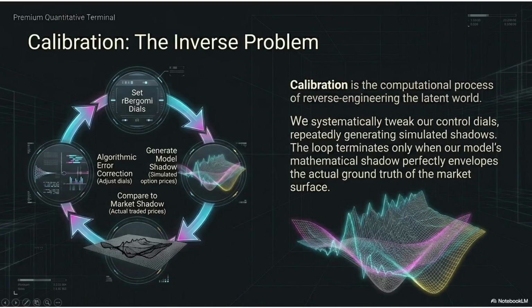This leads us to the ultimate challenge: calibration, or the inverse problem. Calibration is the computational process of reverse engineering the latent world. We systematically tweak our rough Bergomi control dials to generate simulated model shadows, which we compare to the actual traded market shadow, and then apply algorithmic error correction. The loop terminates only when our model's mathematical shadow perfectly covers the actual ground truth of the market surface.